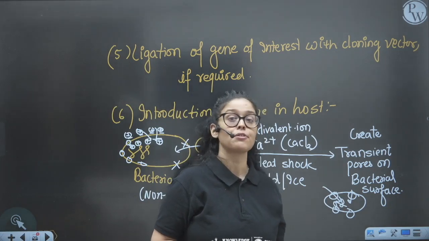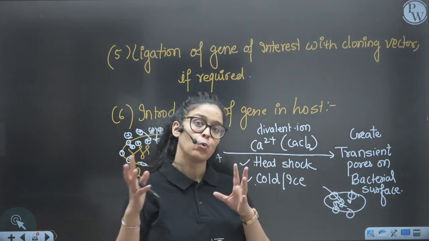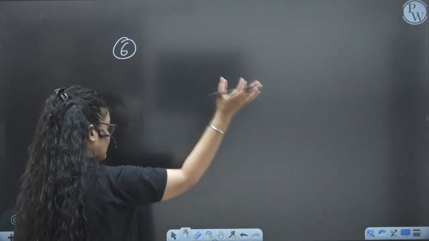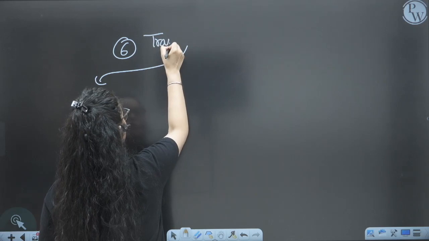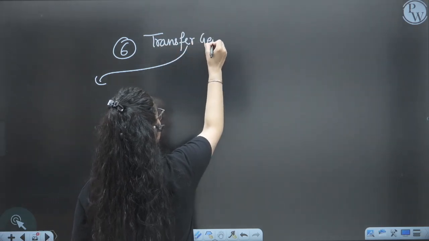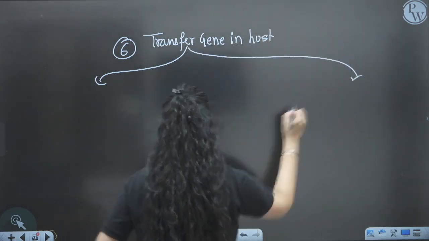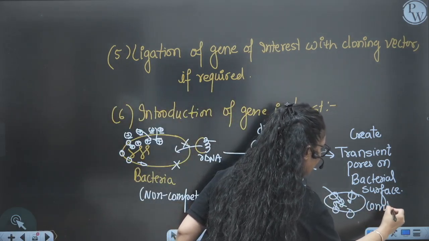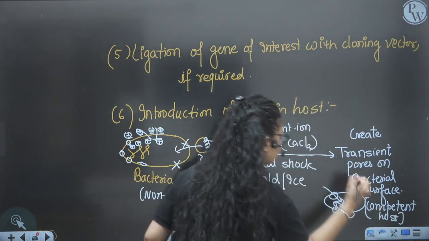So finally, after making it competent by treating it with the divalent ions and heat and cold shock, we can put our DNA in two ways, as I have told you. The first way is direct transfer, the other one with the help of a vector, right? So we can transfer the gene in the competent host that we have made competent. We have converted it into a competent host, and in this host, we can put our gene of interest.